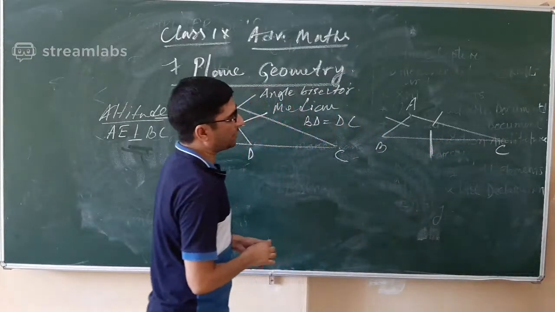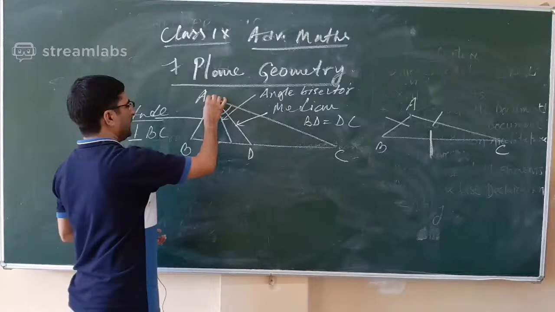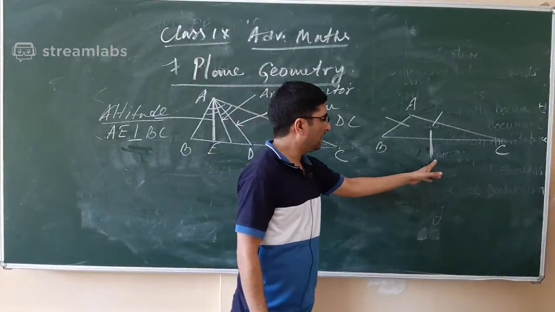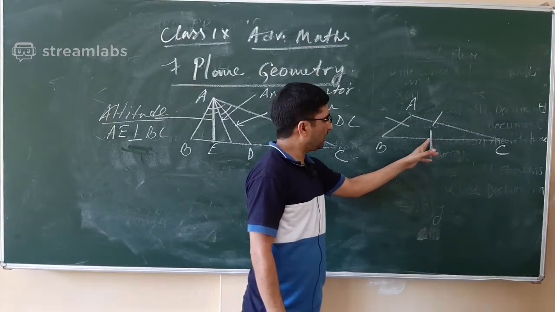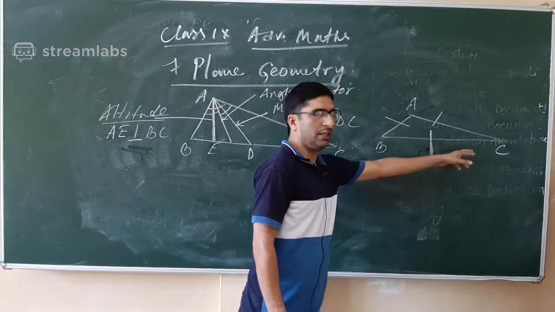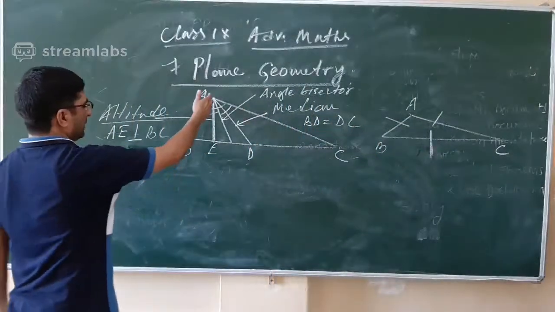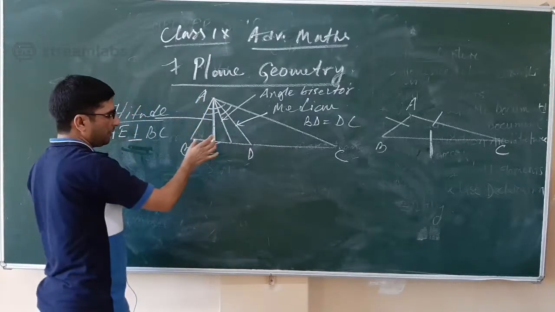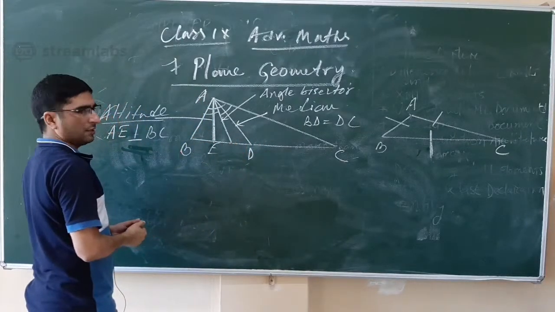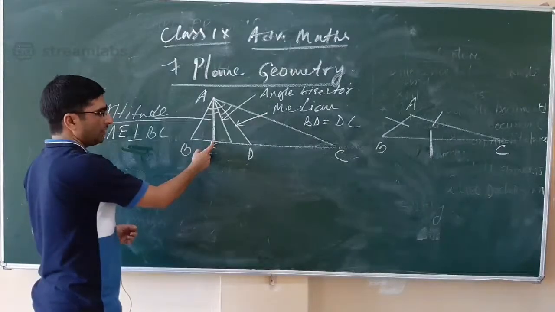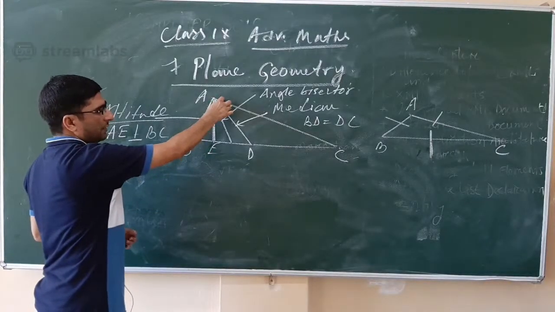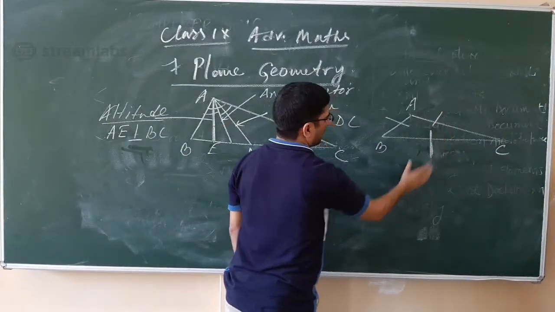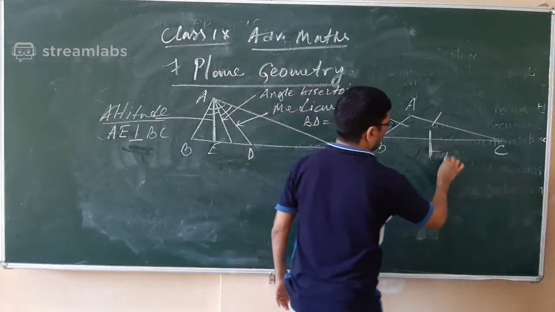Now you should not be confused between altitude and perpendicular bisector of the side. Perpendicular bisector of a side is perpendicular to the side and bisects the side into two equal parts. In altitude, it is perpendicular to the opposite side, but it will not bisect it. This is not a midpoint and it always comes from the vertex, but here it is not necessary that it always comes from the vertex. So these are the perpendicular bisectors of sides.